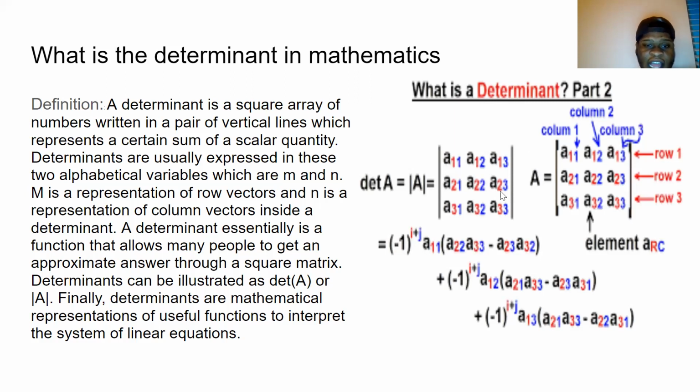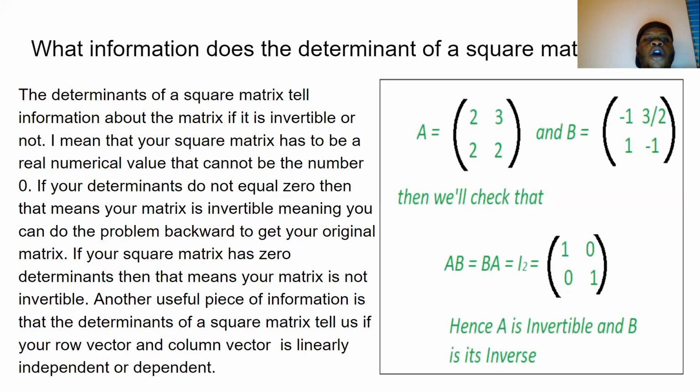Determinants can be written as det A with parentheses or det A with absolute value signs. Finally, determinants are mathematical representations of useful functions to interpret systems of linear equations. Next slide. What information does the determinant of a square matrix tell us?